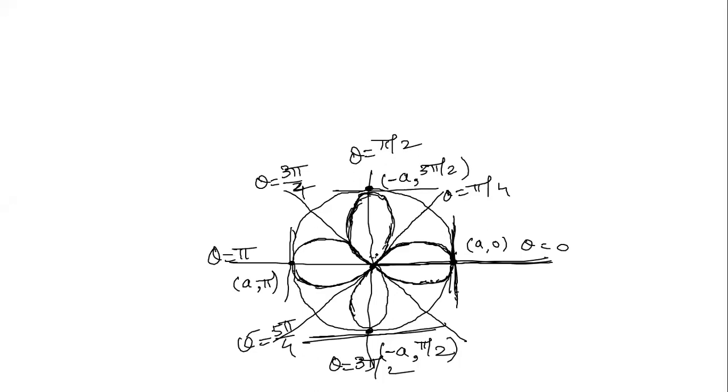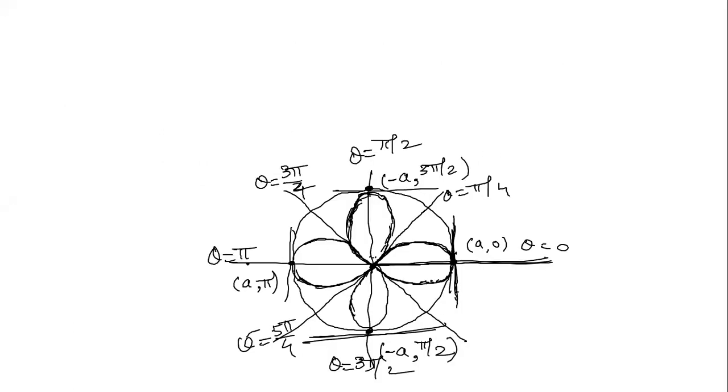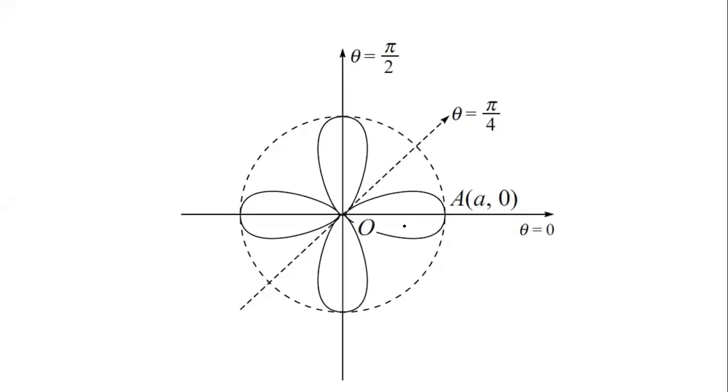So we have seen that the curve is symmetric about the initial line and the vertical axis also. If we are folding along the horizontal axis, the lower part is going to coincide with the upper part, and if we are folding along the vertical axis, then the right part is going to coincide with the left part. And this is the final structure. You can see this is the nature of the curve.